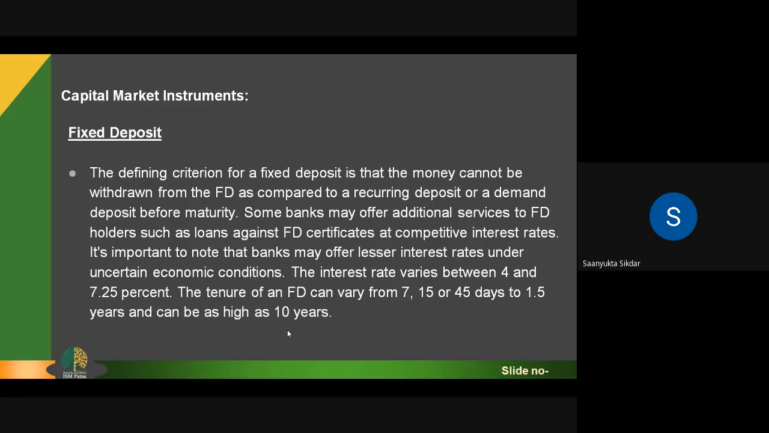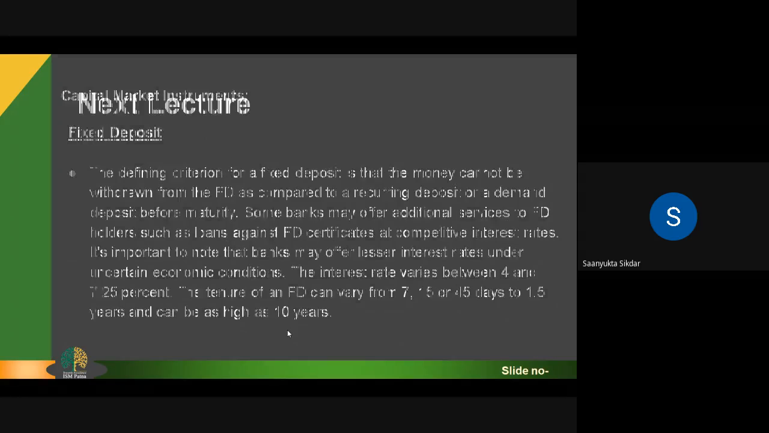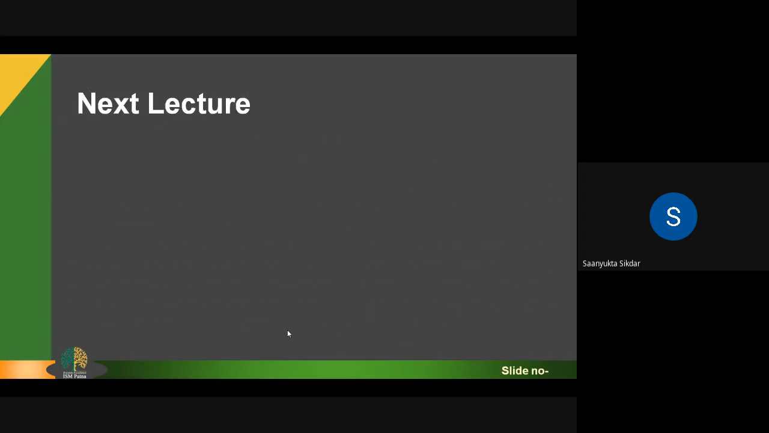Some banks may offer additional services to fixed deposit holders, such as loans against fixed deposit certificates at competitive interest rates. It's also important to note that banks may offer a lesser interest rate under uncertain economic conditions. The interest rate usually varies from 4 to 7.25%. Tenure ranges from 7 days to 10 years. So that's all for the different instruments of the capital market.